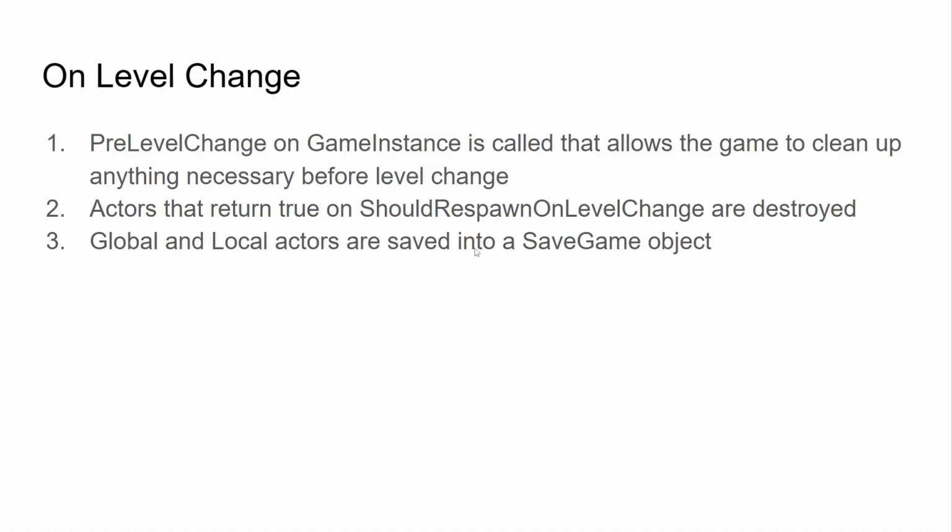And then the global and local actors are saved into the save game object. Level change position tag is used to determine where you will spawn when you go to the next level. So if you're using the front door, then it will use the front door tag. If you use the back door, the back door tag. I also have different boat routes, so you can take the boat to different locations, different maps.